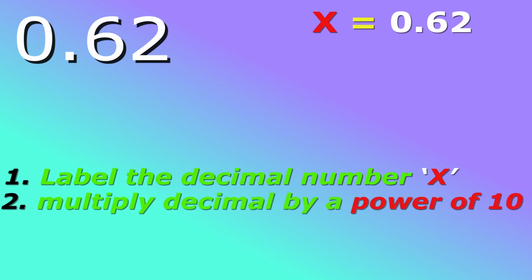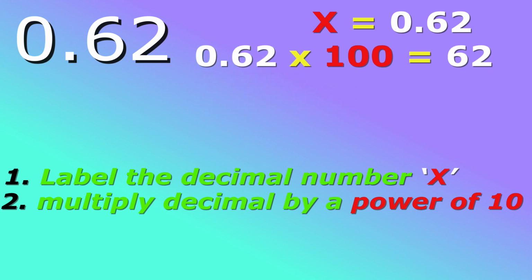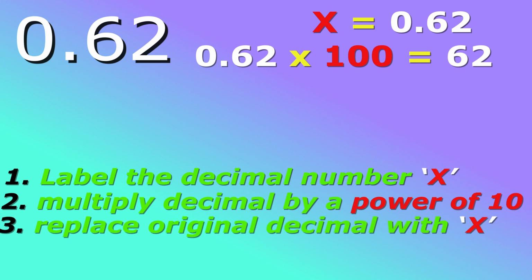If you multiply 0.62 by 10 to the power of 2, you get a number that isn't a decimal. 10 to the power of 2 is 100. So multiplying 0.62 by 10 to the power of 2 gives us 0.62 times 100, which equals 62. We'll explain later on how to choose the correct power of 10 for multiplying any decimal. In step 3, we replace the original decimal, 0.62, with its label x and rewrite the equation. So this gives x times 100 equals 62.